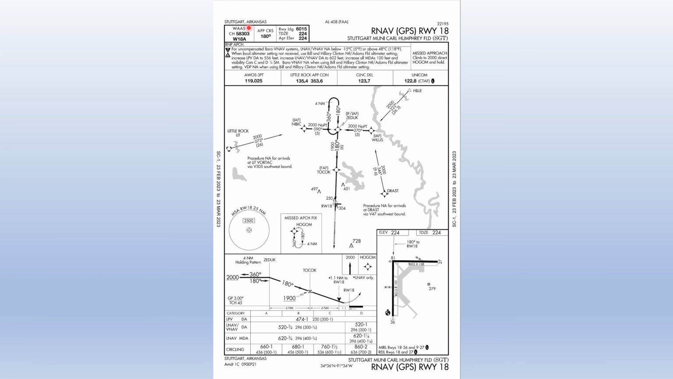On an RNAV approach, where the frequency information is, there is some information about the GPS system. So this tells us that we have a wide area augmentation system, or this approach was designed to use a wide area augmentation system capable GPS. So we wouldn't really be able to shoot this if it was not that type of system. And then it gives us some channel information and things that we really can't see anything. I guess they felt obligated to put some information in there, but as far as I know, there's no way to pull up any of this data on your GPS and check it for accuracy or anything like that.